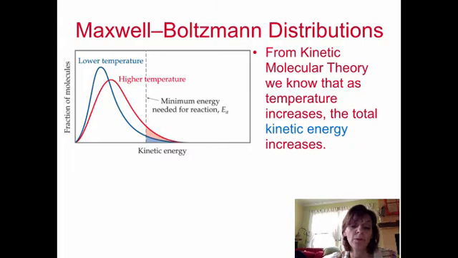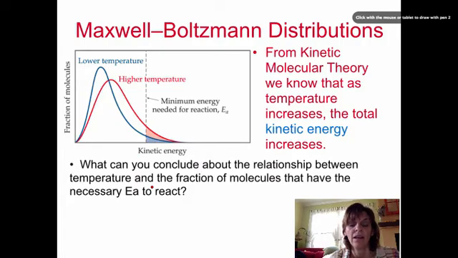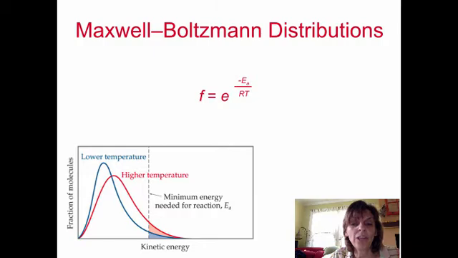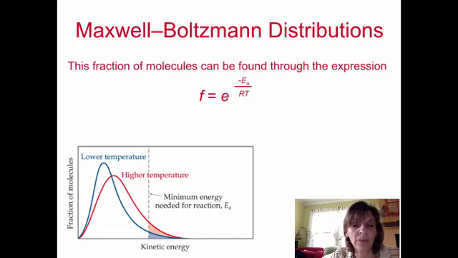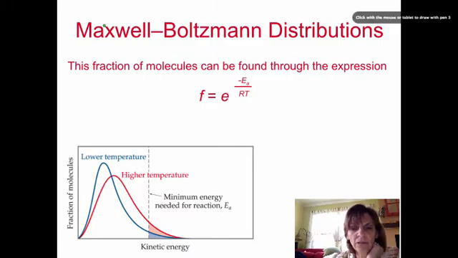Okay, looking at the Maxwell-Boltzmann distribution, you can see, and we have gone over this many times, that at a given activation energy, different temperatures will give you different amounts of particles with that energy under the curve. So what you can conclude about the relationship between temperature and the fraction of molecules is that as the temperature goes up, there is a higher fraction of molecules. Well, now we could use a mathematical expression of that relationship. Here's an equation that describes that relationship. f is the fraction of molecules that can be found through the expression.